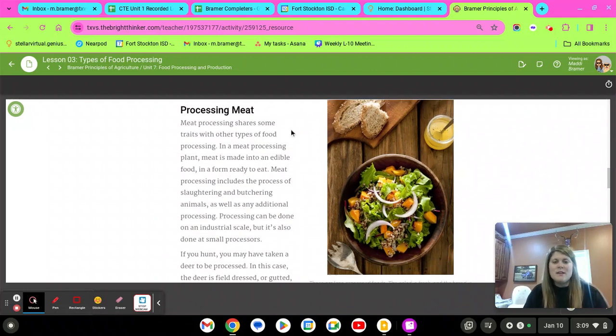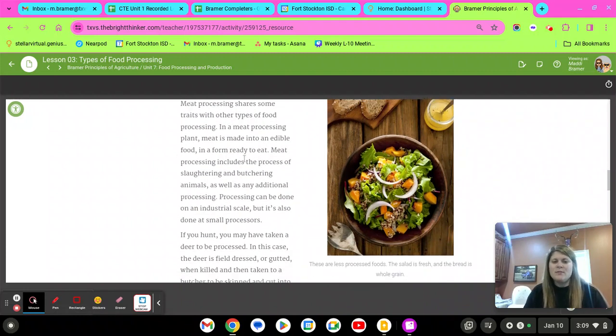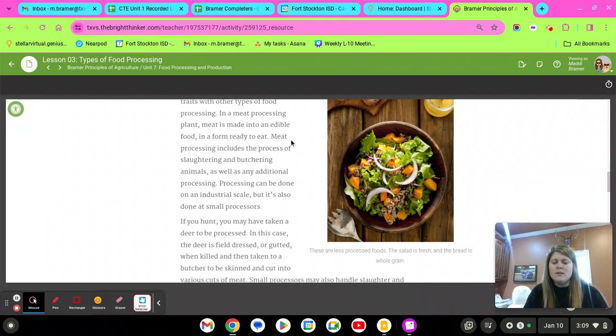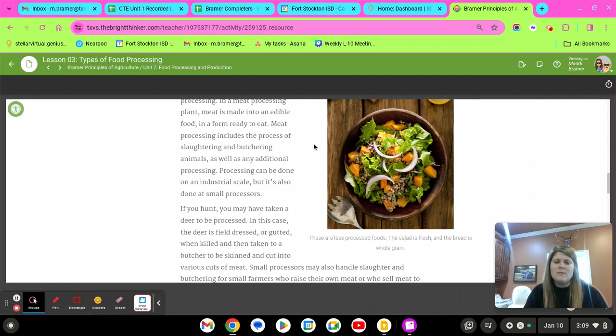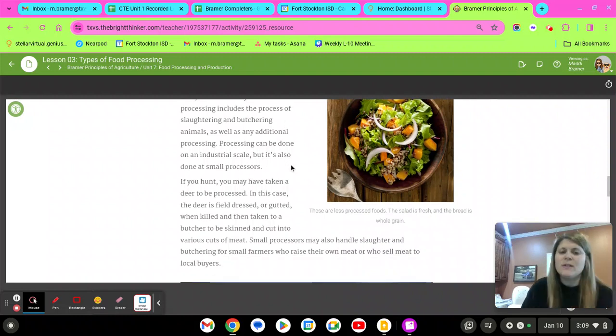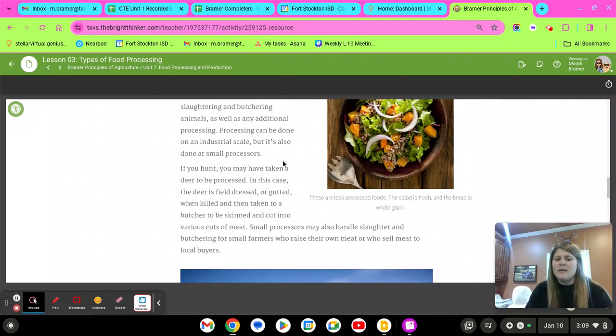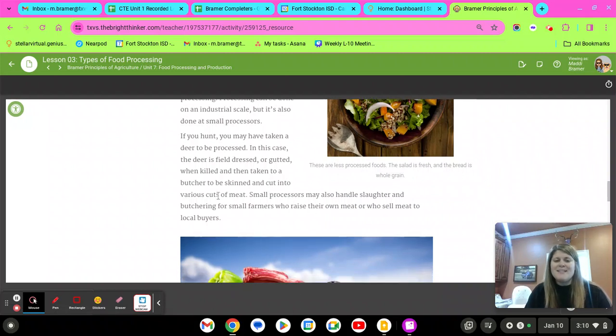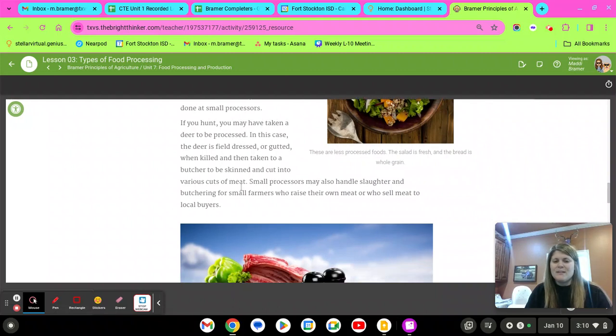Meat processing shares some traits with other foods. In a meat processing plant, meat is made into edible food and ready for them to eat. It includes the process of slaughtering and butchering the animals, as well as any additional processing. And it can be done on an industrial scale. If you hunt and you've taken the deer to be processed, the deer is field dressed or gutted, then killed, and taken to a butcher to be skinned and cut into various cuts of meat.